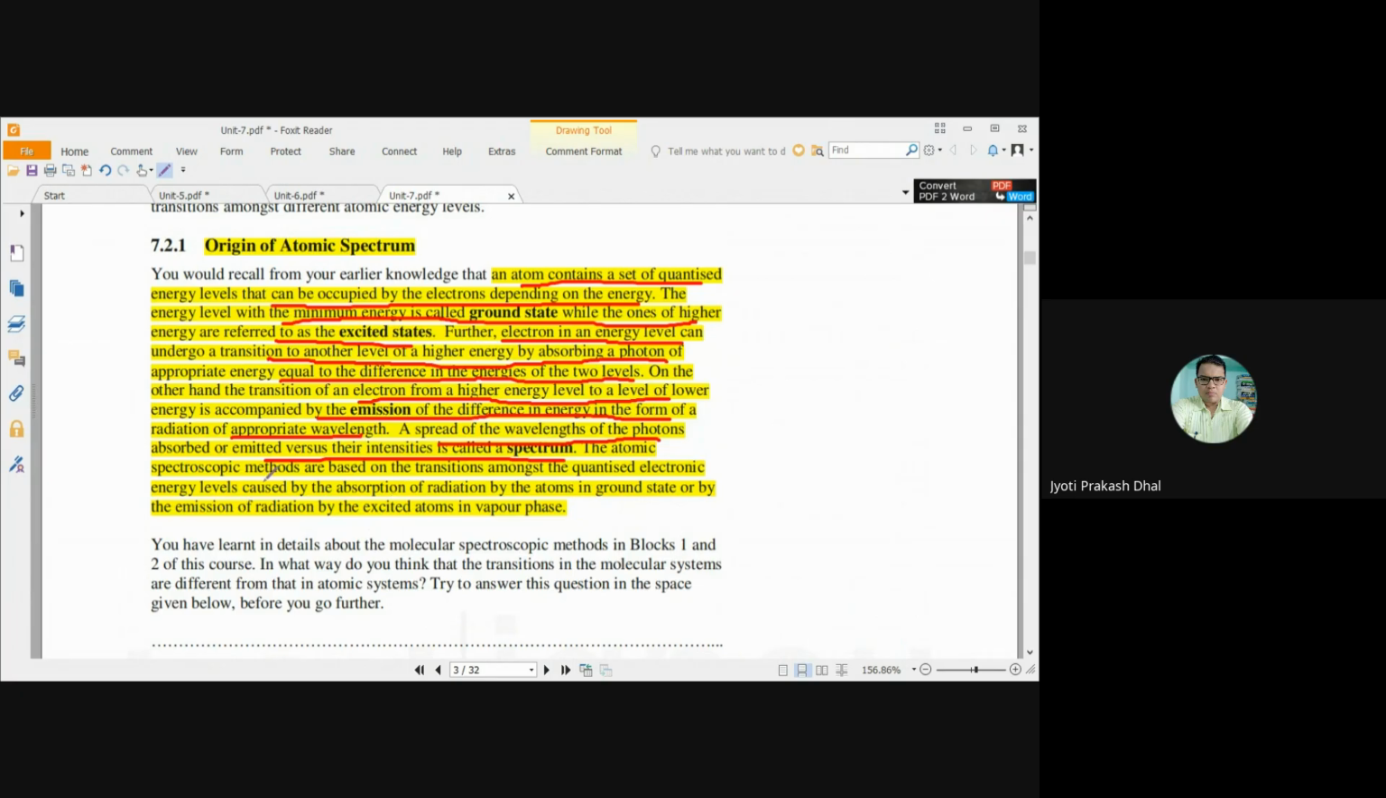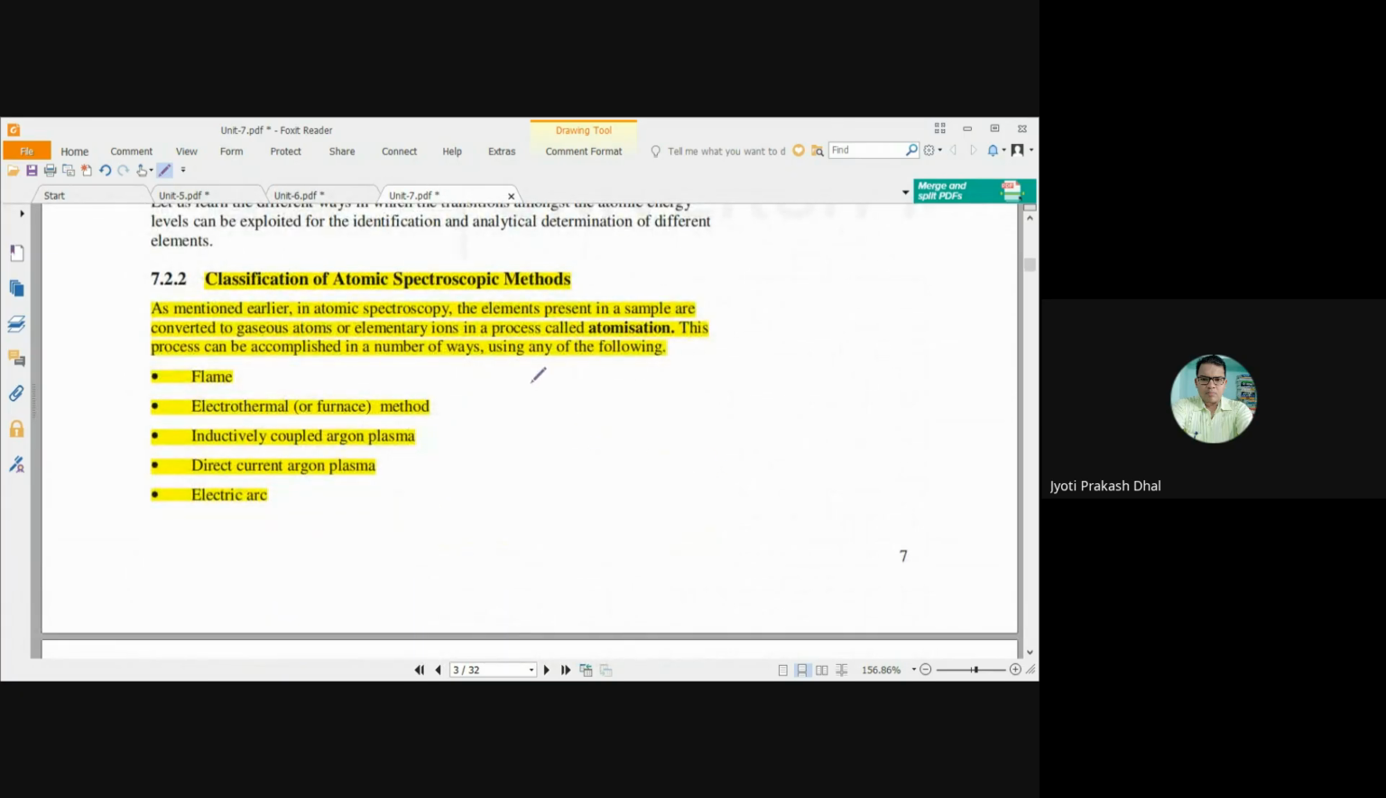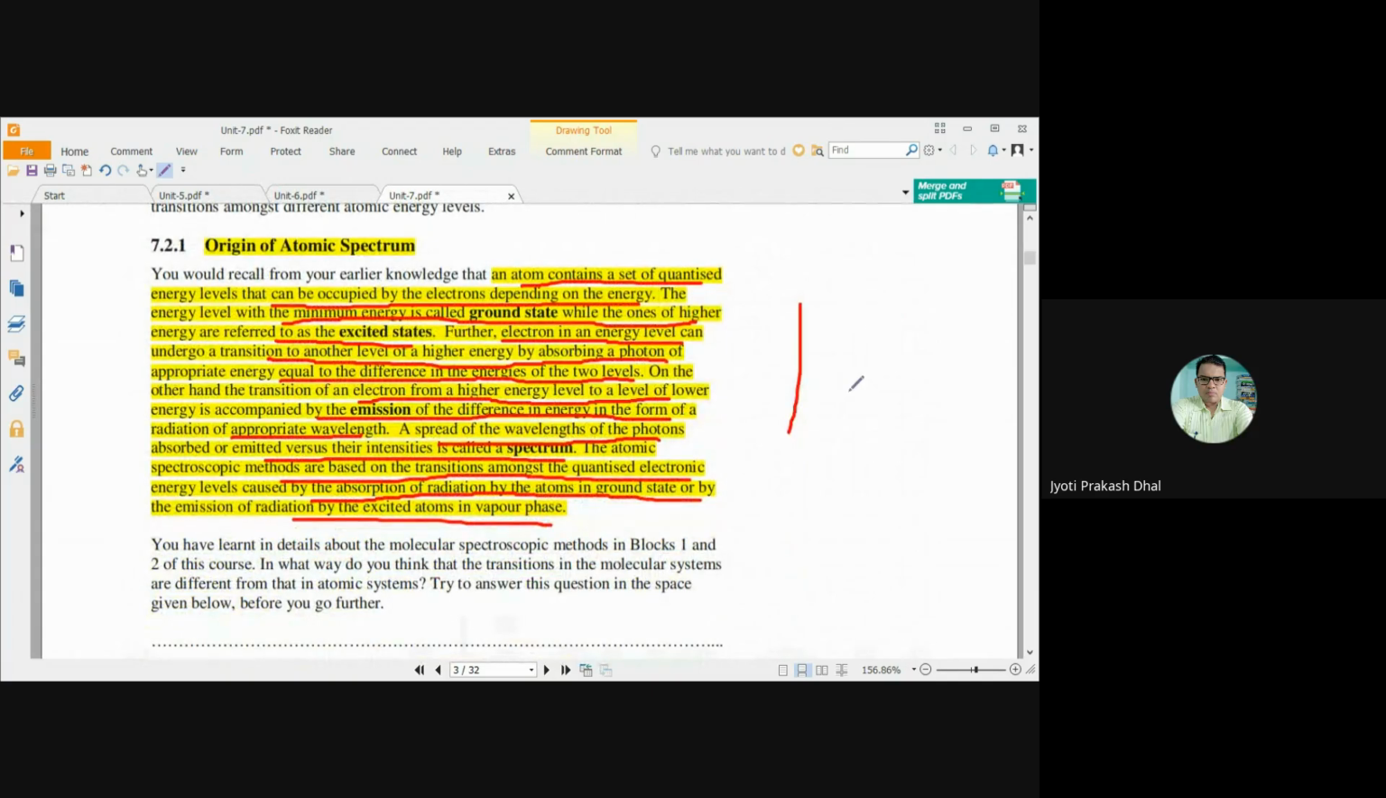So atomic spectroscopy methods are based on transitions among the quantized electronic energy levels, caused by absorption of radiation by the atoms in the ground state or by emission of radiation by excited atoms in the vapor state. Now, the classification of atomic spectroscopic methods. We know that the electrons are present in different quantized energy levels in an atom.